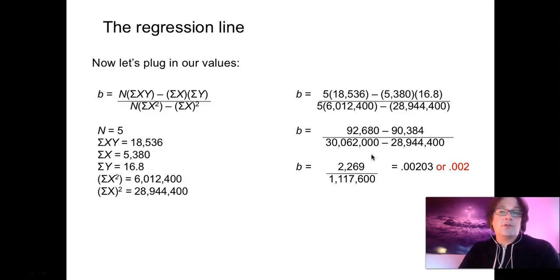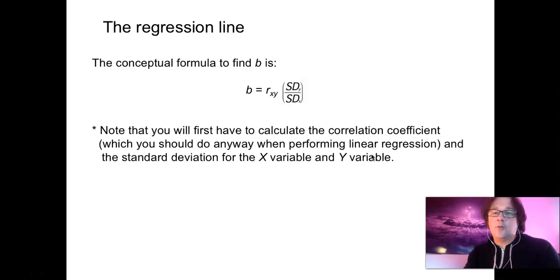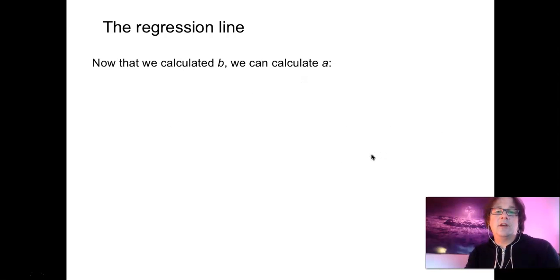So that's our raw score coefficient, regression coefficient, or the slope of our line, 0.002. Okay, so the conceptual formula to find B, we ain't gonna worry about this. So forget that slide. But now that we have calculated B, we could easily find A, right?